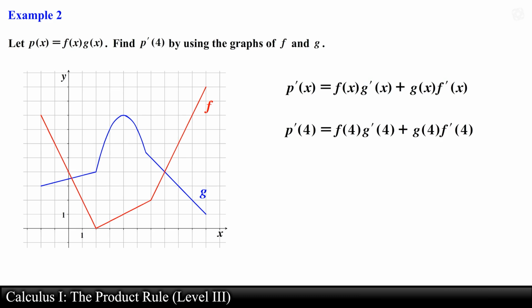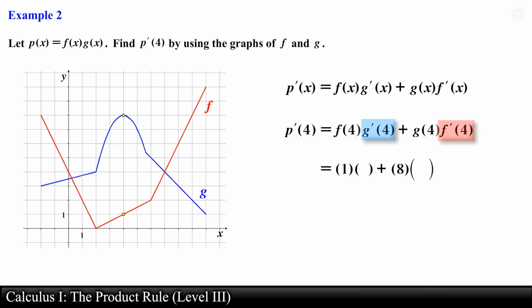Next, let's go ahead and find p prime evaluated at x equals 4. We first need to find what f of 4 is equal to. Looking at the red graph, we see that the y-coordinate of this curve at x equals 4 is equal to 1. Likewise, g of 4 can be found by using the blue graph. In this case, it will be equal to 8.